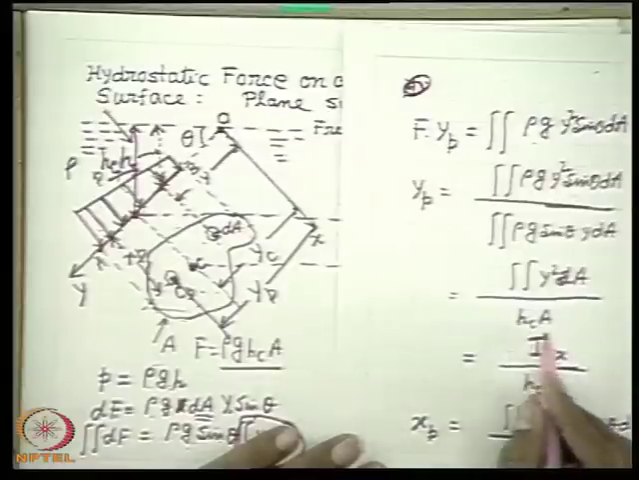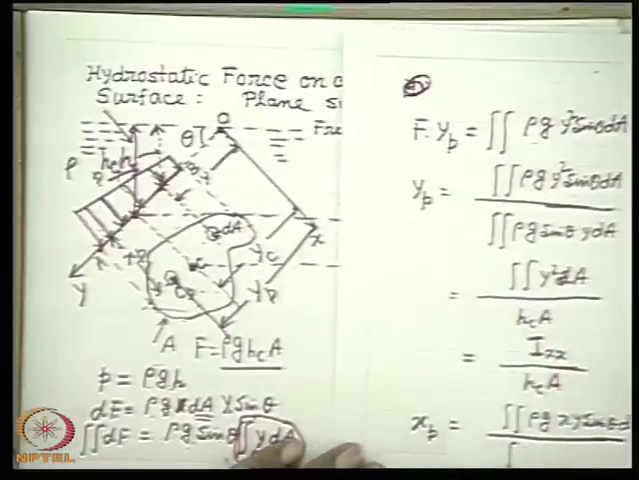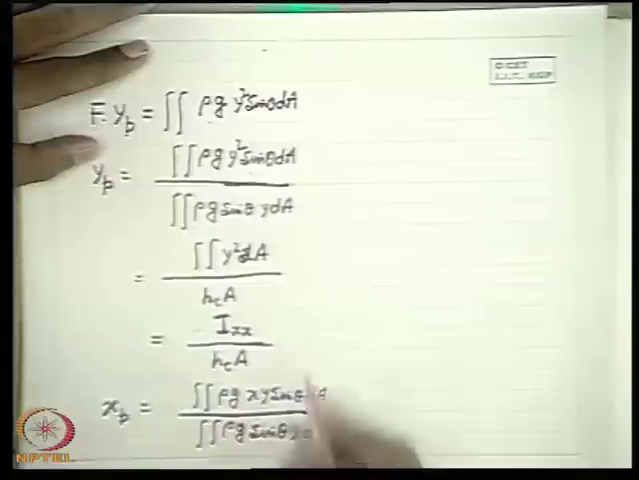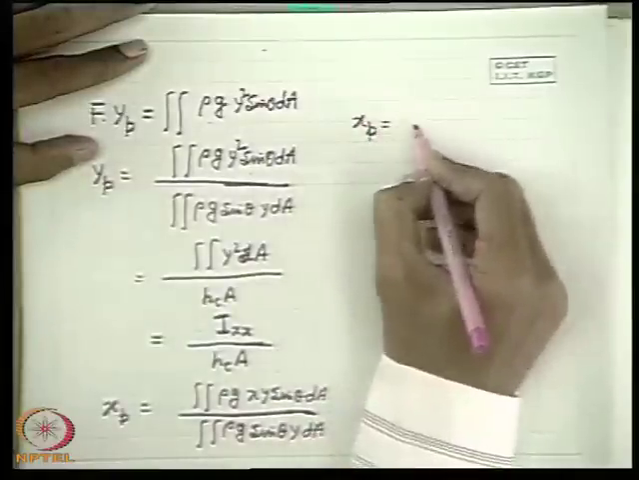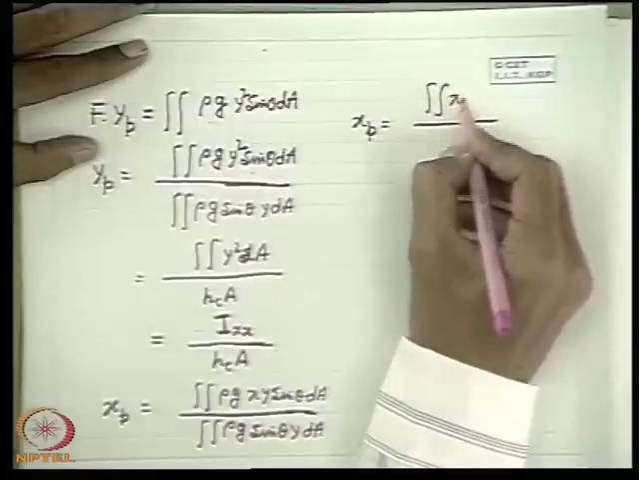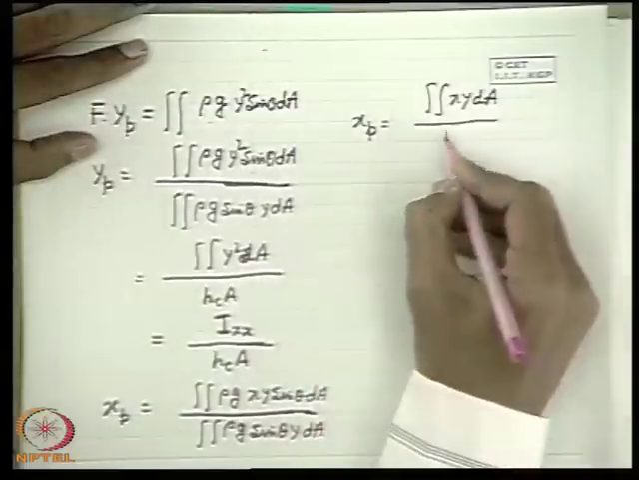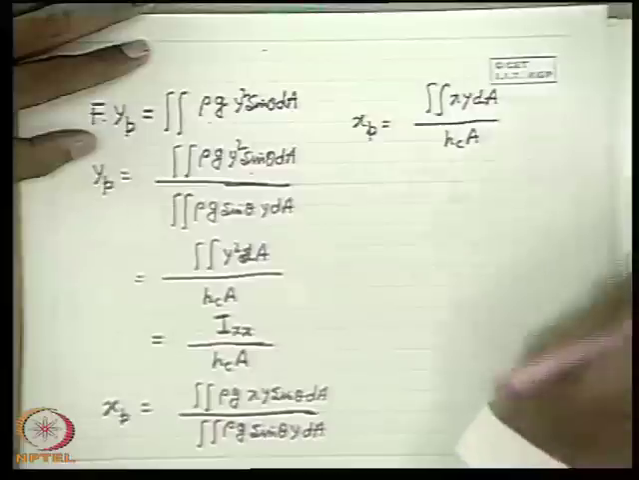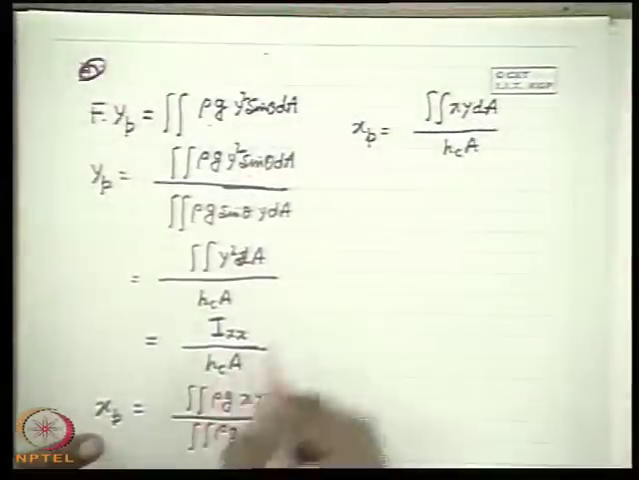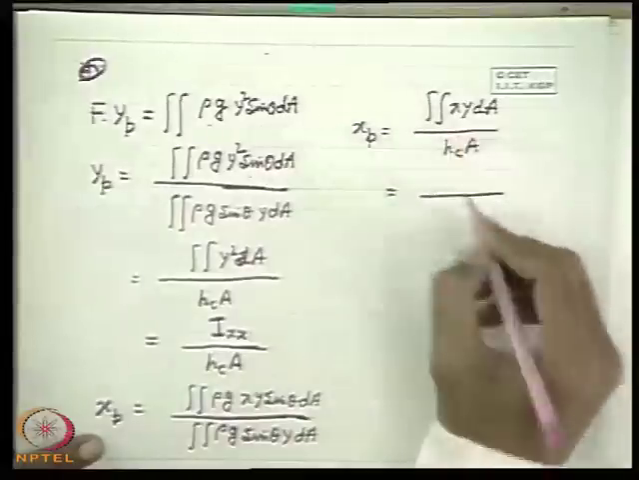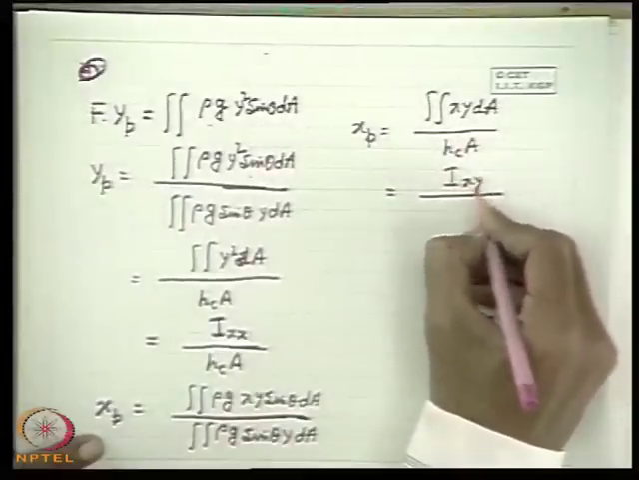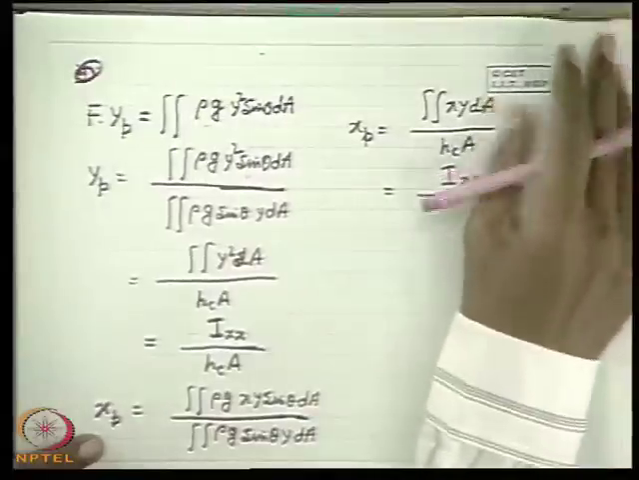divided by what is this thing? This is rho g sin theta y dA. Now if we come here, we see that xp is equal to the integral of x y dA divided by what is that? This we can write as hc into A. So therefore we see that this is known as the product of area Ixy. What is this x y dA? That is known as the product of area.